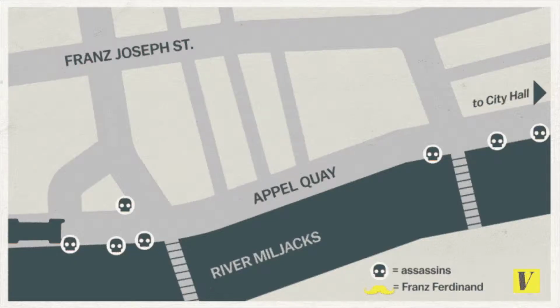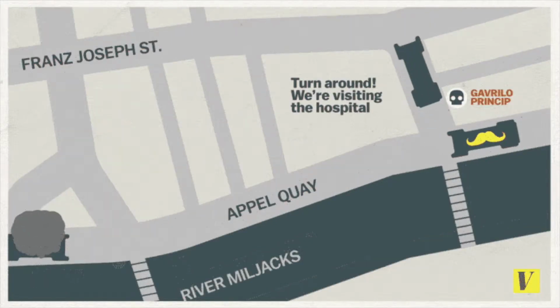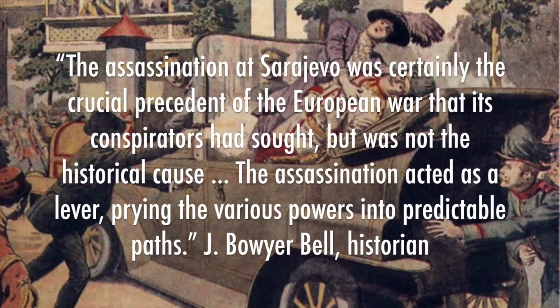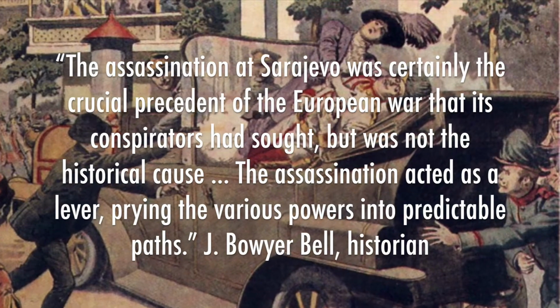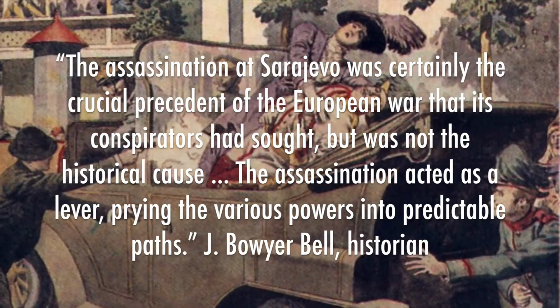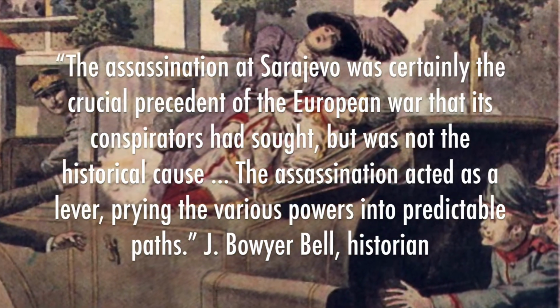The immediate cause of World War I occurred on June 28, 1914, when Archduke Francis Ferdinand was assassinated by a Serbian nationalist. The assassination at Sarajevo was certainly the crucial precedent of the European war that its conspirators had sought, but was not the historical cause. The assassination acted as a lever, prying the various powers into predictable paths.